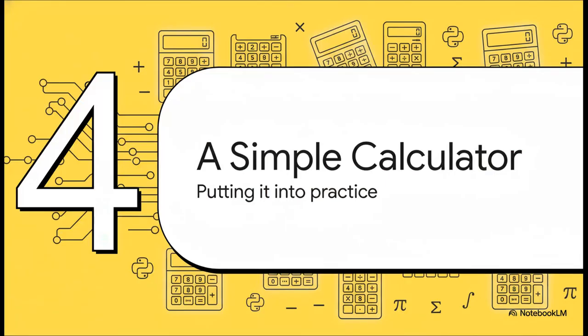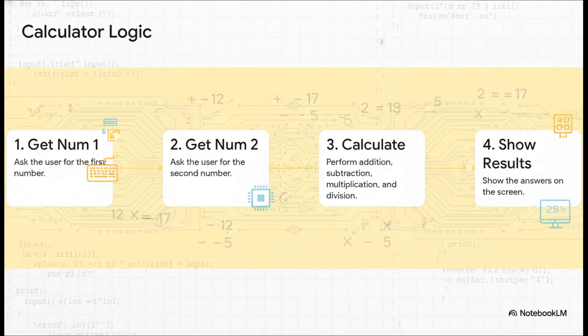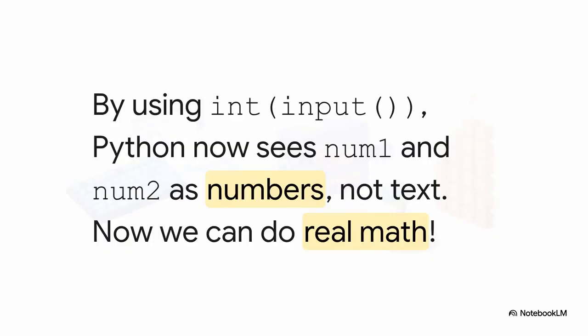All right, enough talk. Let's see this in action. We're going to use this whole int input thing to build a simple little calculator that can actually do math correctly. Our program is going to follow 4 really simple steps. First, get a number. Then, get a second number. After that, we'll do all the basic math with them. Addition, subtraction, multiplication, and division. And finally, we'll just show the results. Easy enough? And here is the code that brings it all to life.